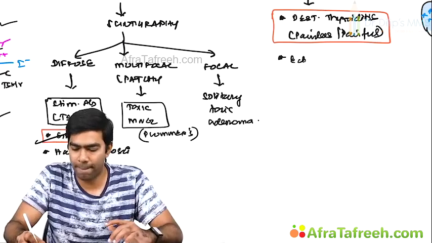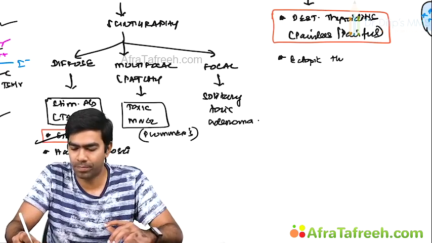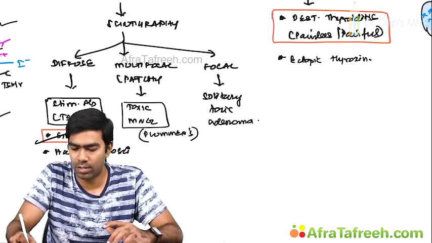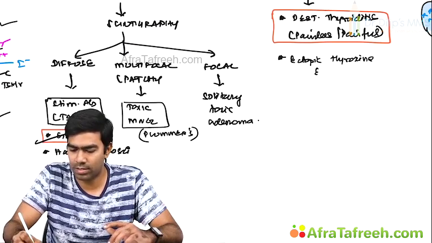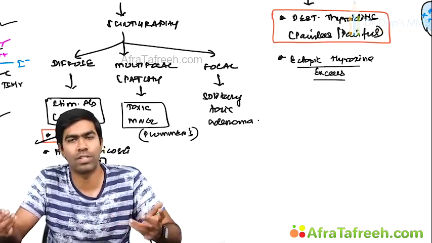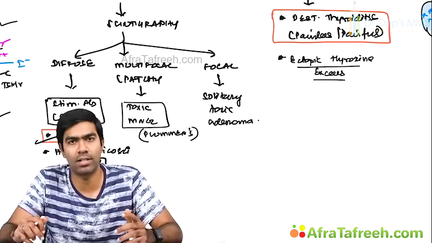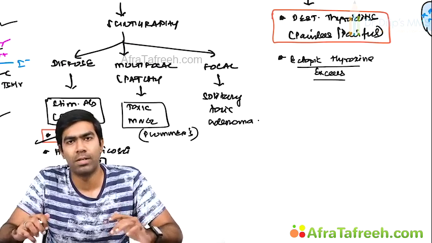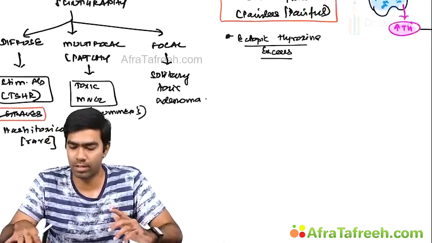Suppose you have an ectopic thyroxine excess, which is not coming from the thyroid gland. You have some other source of this ectopic thyroxine. Again, this can result in a reduced uptake. Let us see how.